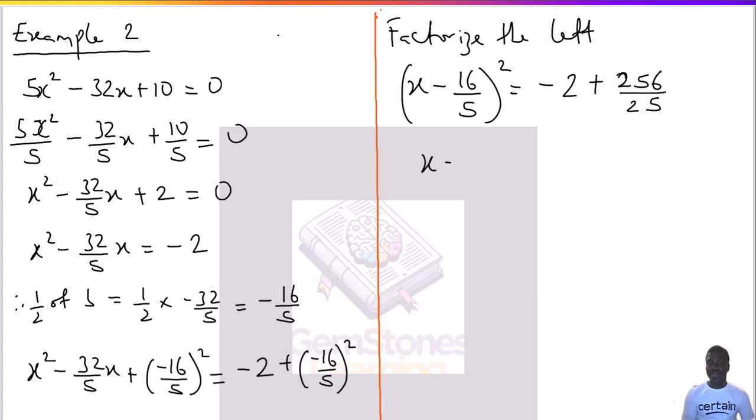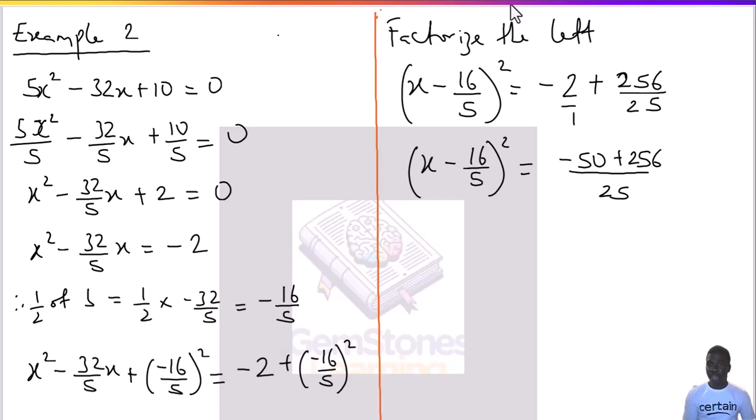That will give us x minus 16 over 5. Also find the LCM, and the LCM here is 25. Remember this as over 1. 1 in 25 is 25 times 2, that will be negative 50 plus 256. And that will be (x minus 16 over 5) all squared is equal to positive 206 all over 25.